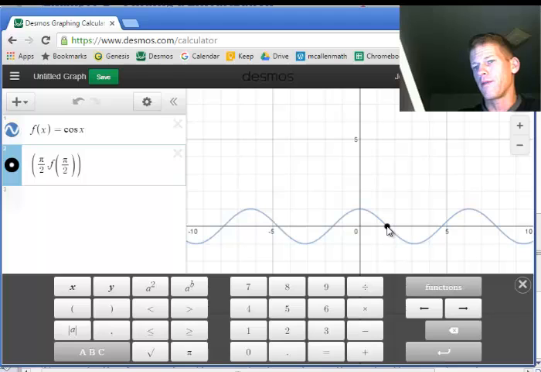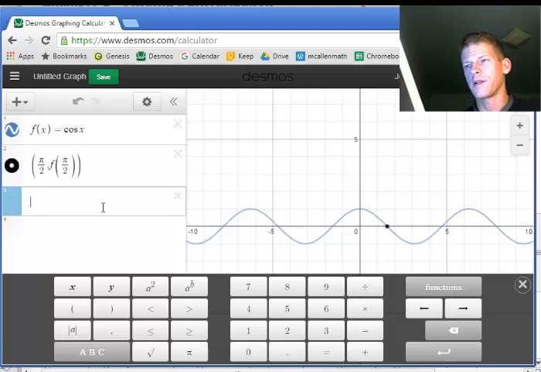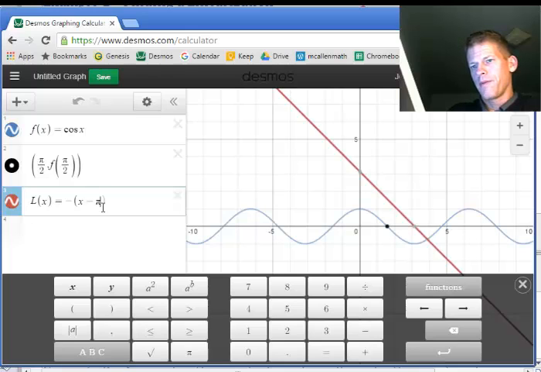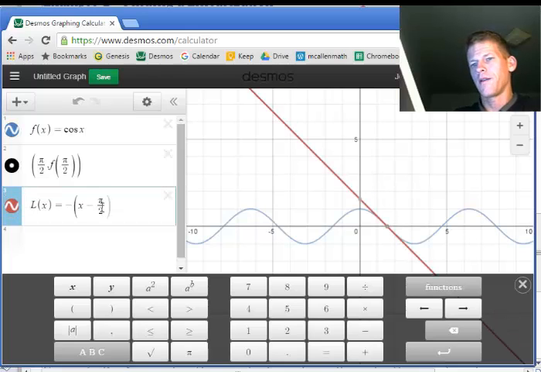All right, so now you can see the black point here. That's a point of tangency, right? Okay, can you see me? All right, so now here's my equation. I think it was L of x equals, I think it was negative of x minus pi over 2. All right, there it is. See that? See how it's like such a perfect line between the two?